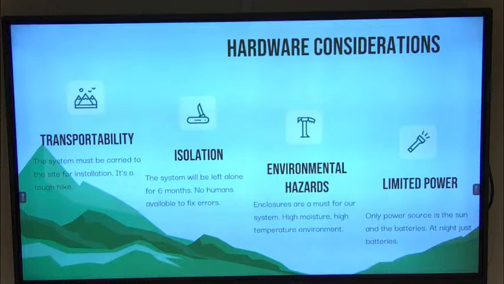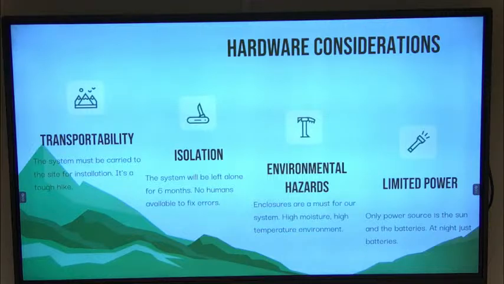Also, we have our environmental hazards. We are working in a cave, so this is a very high temperature, high humidity environment. That means that whatever system we were to design needed to be able to withstand those temperatures and humidities. And as some of you may know, computers are not built for those kind of environments, so we needed to come up with a way to adapt our system to the cave environment.